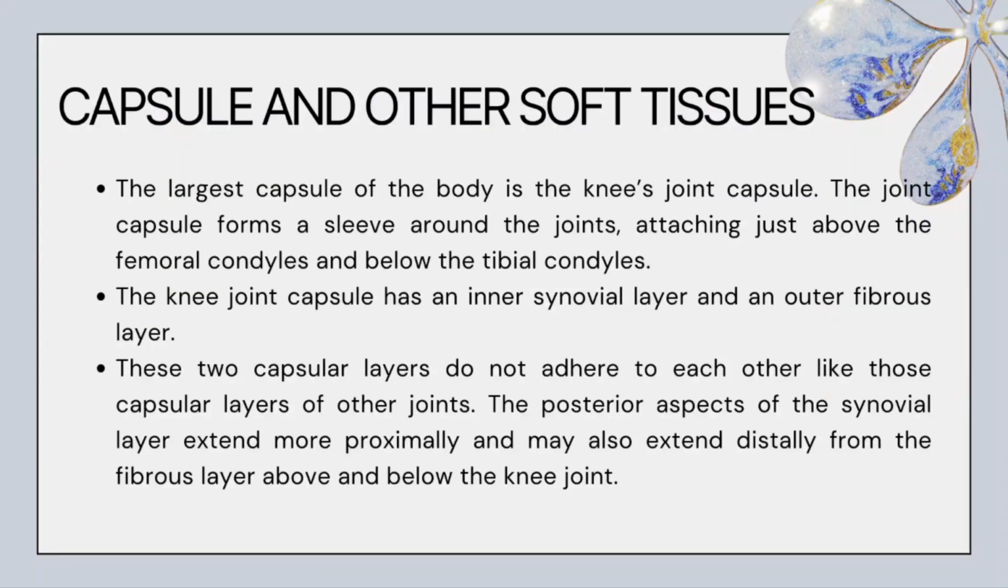Next is the capsule and other inert soft tissue structures of the knee. The largest capsule of the body is the knee's joint capsule. The joint capsule forms a sleeve around the joint, attaching just above the femoral condyles and below the tibial condyles.